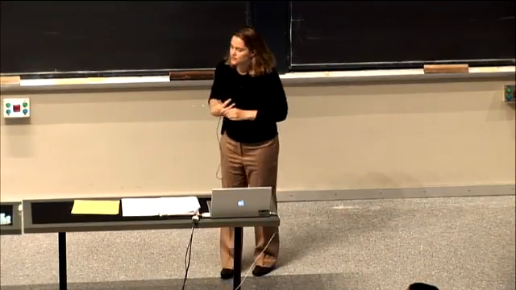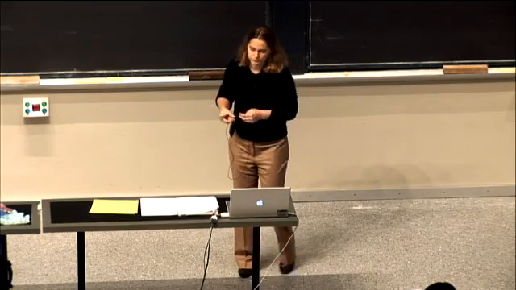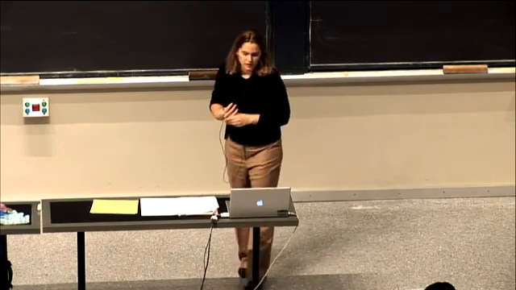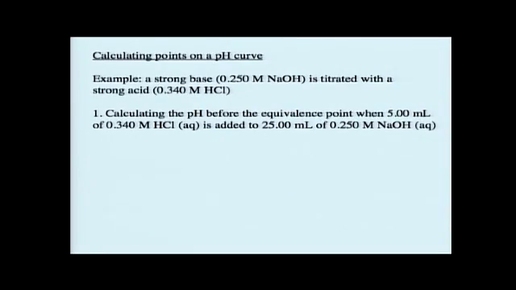So let's do an example. We're going to have a strong base being titrated with a strong acid first. And our strong base is NaOH, and our strong acid is HCl. So let's calculate the pH at the equivalence point. Well, let's just calculate the pH at 5 mils. I don't know whether it's the equivalence point, actually.